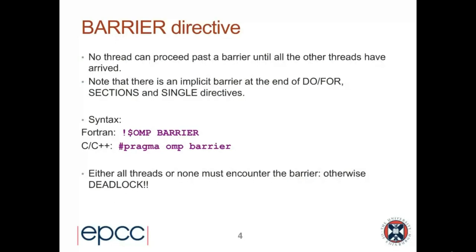OpenMP is actually full of implicit barriers, because there is an implied barrier at the end of the loop directives, so at the end of do or for loops. There is one at the end of sections, which I haven't really talked about. That's another work sharing directive which isn't really used very much these days, and also at the end of single as well. So if we have a single construct, then if you remember, one thread will execute the block of code, and the other threads skip over the block and wait in a barrier for the block to be executed.